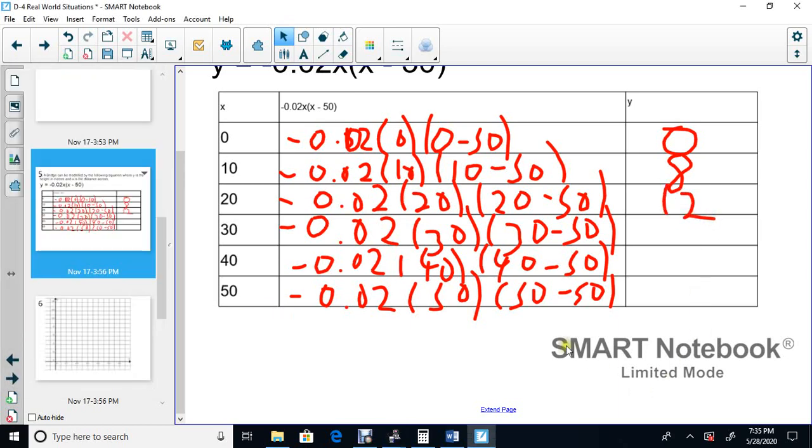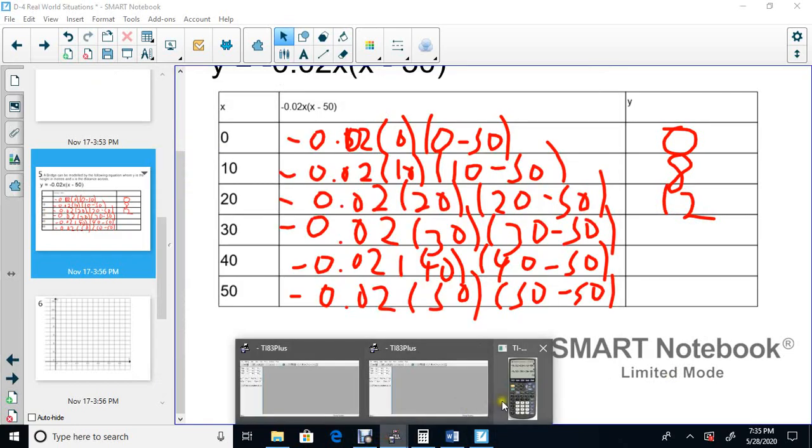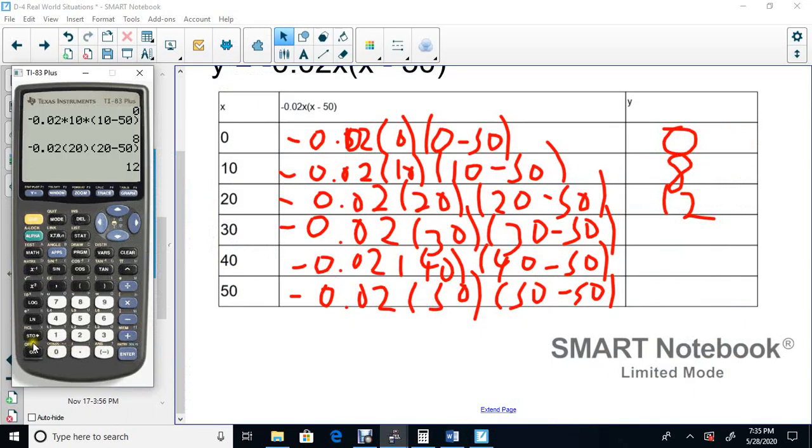On the next one, I keep clicking the wrong thing. That's okay. That's my screencaster that records this. So we'll get negative 0.02 times 30. This time I'm going to put 30 in a bracket, times 30 minus 50. Not 31, but 30 minus 50. Close the bracket, and you get 12 again.